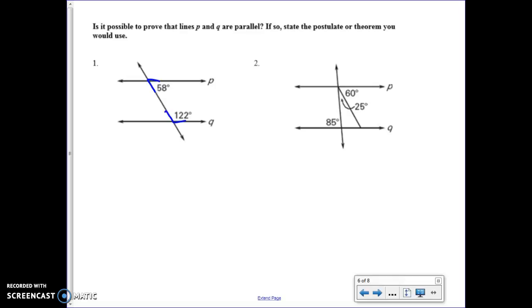And so if I think back, consecutive interior should be supplementary. So we need to do 58 plus 122. Is 58 plus 122 180 degrees? And it is. So we can say that yes, it is possible to prove that. And our method then would be consecutive interior angles converse.